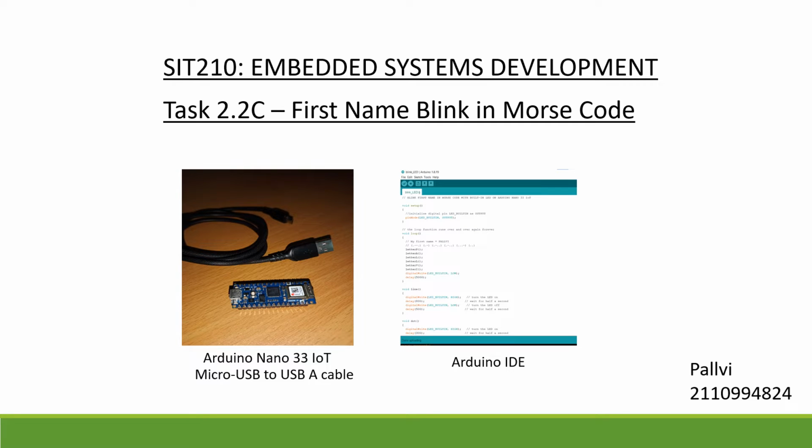Hello everyone, for the task 2.2c for SIT 210, I'm going to demonstrate how I made my first name blink in Morse code using Arduino Nano 33 IoT. I've connected it with my laptop using a micro USB to USB-A cable and I have programmed it using Arduino IDE.